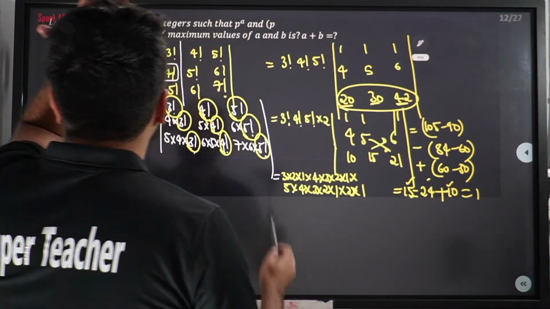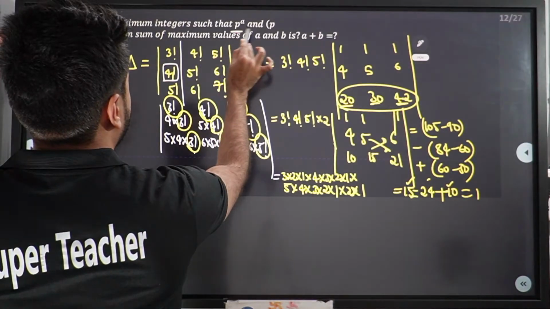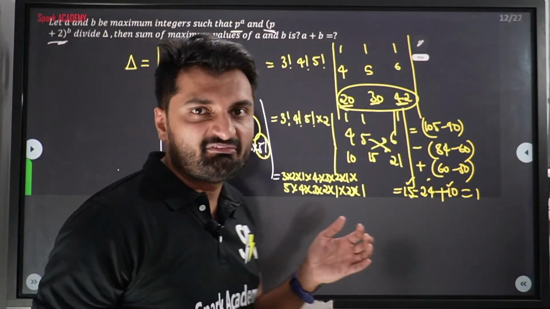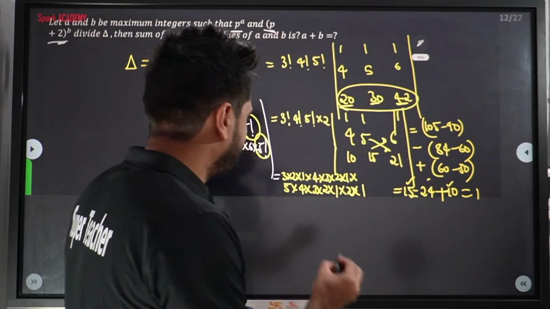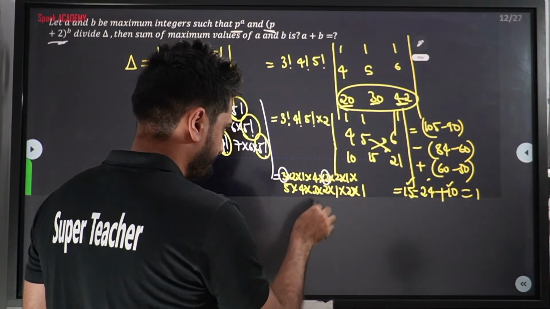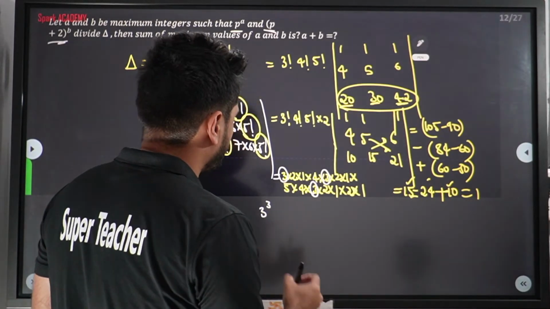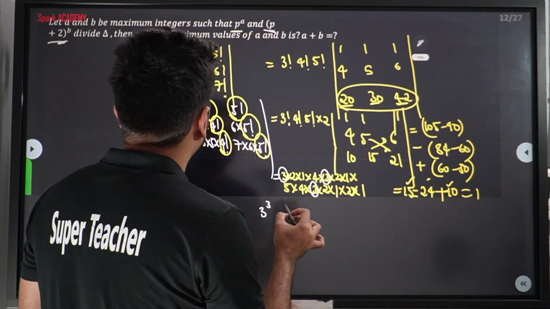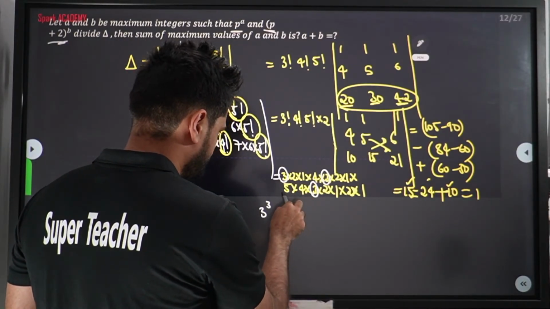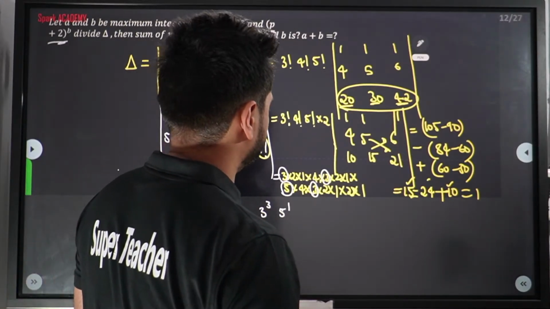Now what are they asking? They are asking for a and b, the maximum integer such that p power a and p plus 2 power b. That means we need to find what power of 3 and what power of 5 we get. So where are the 3's? Let's highlight 1 2 3. So we got 3 cube. Where is 5? 5 is only there here. There is only one 5. We got 3 power 3 into 5 power 1.